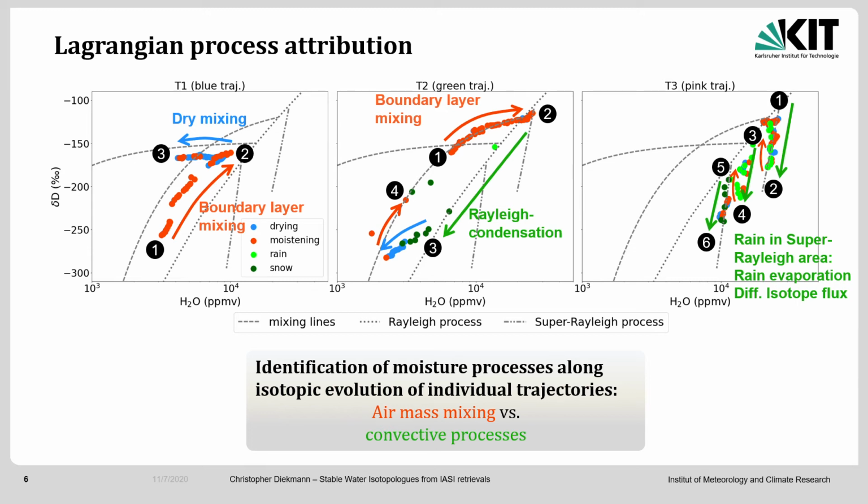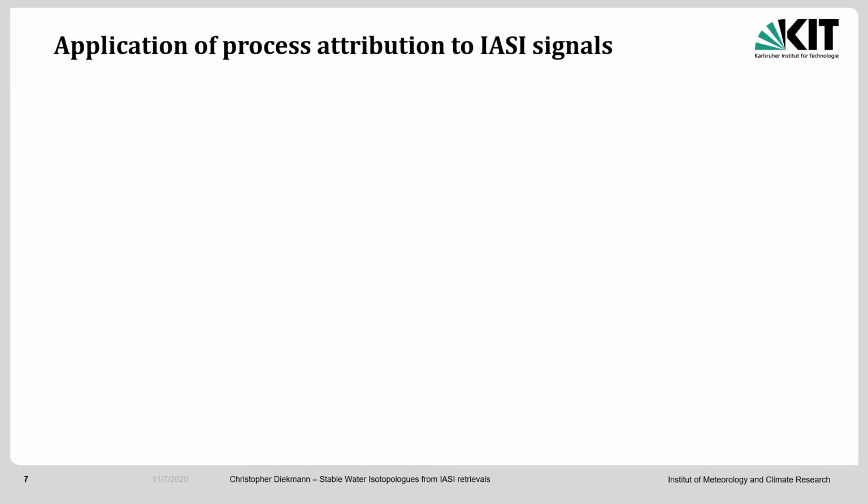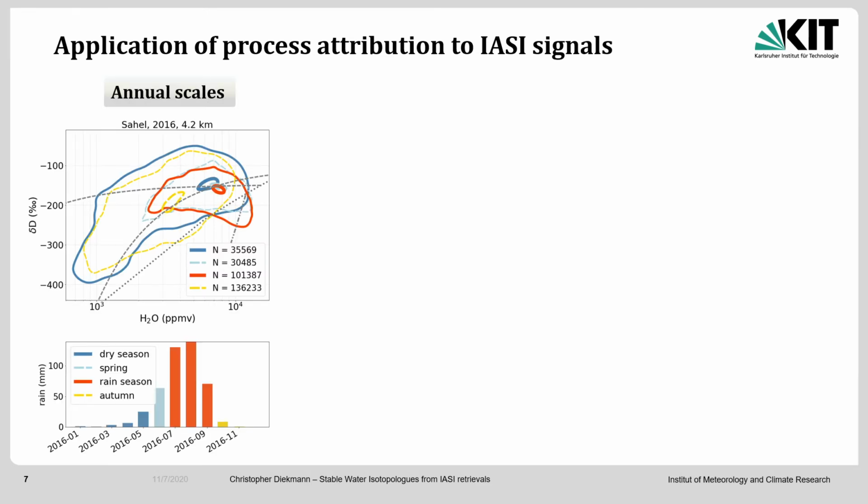So, using these results, we can now try to understand the control mechanisms of the moisture in IASI measurements over the Sahel. For instance, the winter months over West Africa are typically very dry and depleted due to large-scale subsidence, which is clearly reflected in the blue contour.